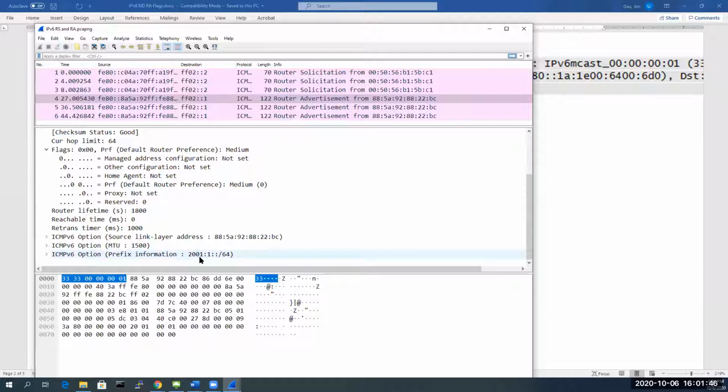The prefix information is 2001:1. So this is for the internal network. This is the router advertisement sent by the Windows 2016 in the exercise that we performed last week or a couple of weeks ago. And of course, later on, we changed that to M equals 1, O equals 1, so that everything will function smoothly.